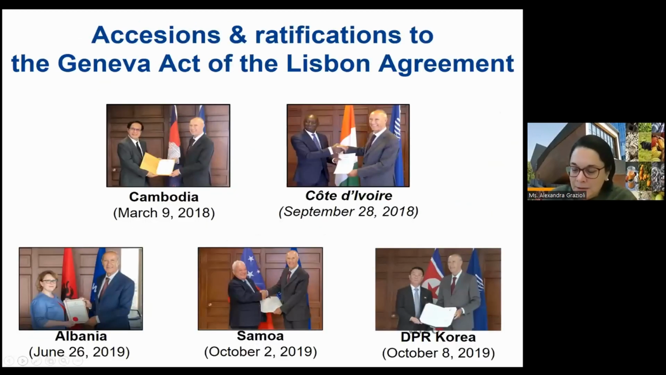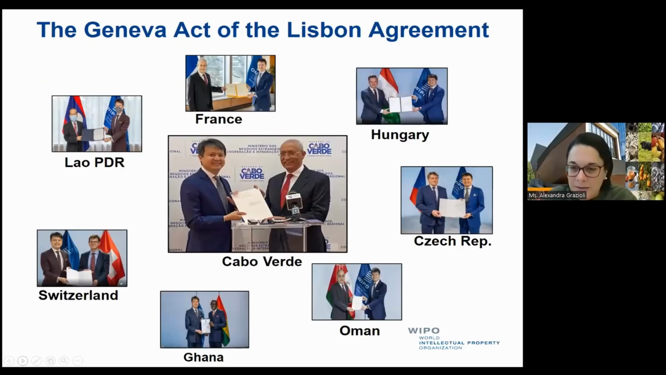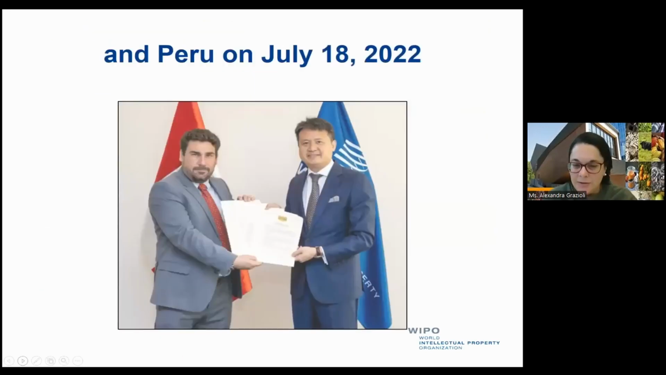Here are the members of the Lisbon system, the Geneva Act, sorry. So the countries who deposited their instrument of accession, Cambodia being the first, having done so. With the accession of the European Union, the Geneva Act entered into force. And we have now, you see, from different regions all around the world, Laos, for instance, joined also the Geneva Act, and the last country who joined was Peru last July.